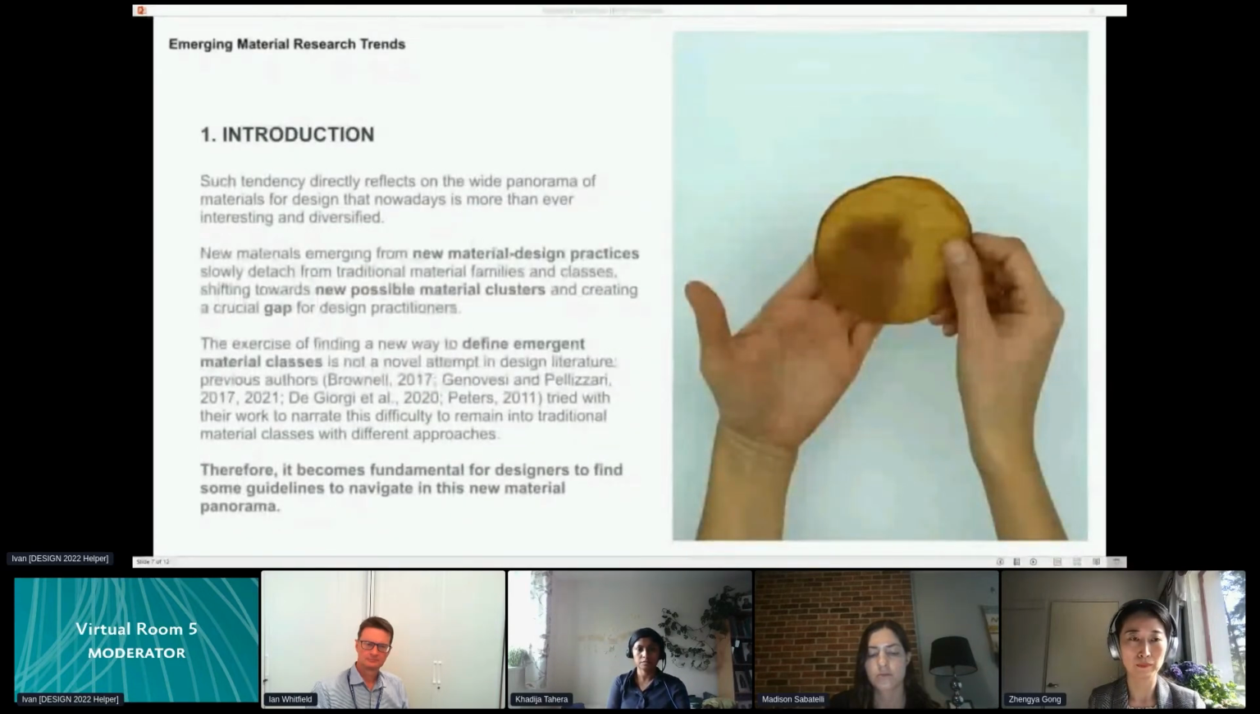Therefore, new materials hardly match with traditional material classification, demanding designers not as creative manipulators of matter, but with totally new roles in material interpretation and deploy. New materials emerging from new material design practices slowly detach from traditional material families and classes. The exercise of finding a new way to define emergent material classes is not a novel attempt in design literature. Previous authors tried with their work to narrate this difficulty to remain into traditional material classes. Therefore, it becomes fundamental for designers to define some guidelines to navigate in this new material panorama.